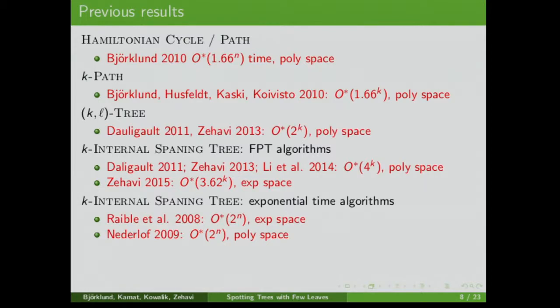I mean, this is already non-trivial. Yeah, this is not. In many graph problems, 2 to the n is trivial, or some simple dynamic programming. This is slightly less trivial. So there is a natural open problem of breaking this 2 to the n barrier.